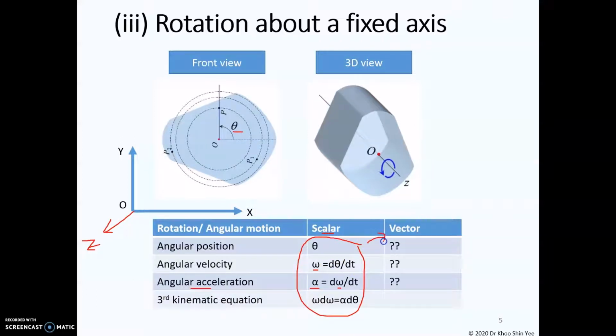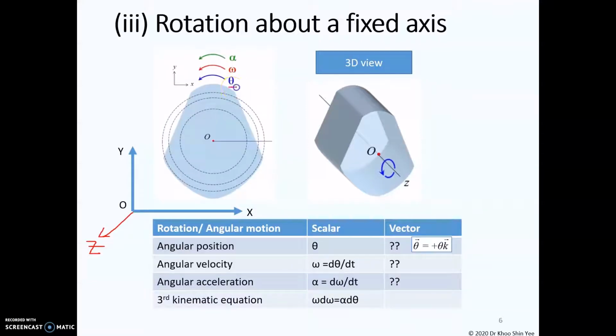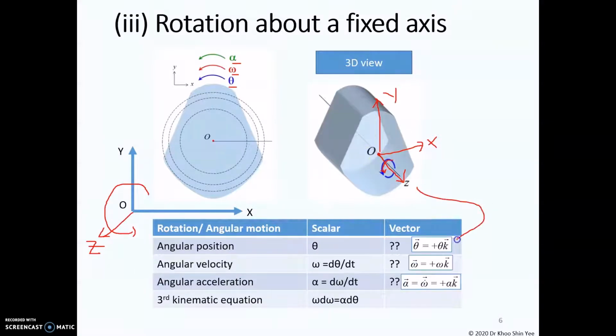Let's convert this to the vector format. If theta, angular velocity and angular acceleration are rotating in the same direction, which is counterclockwise in the xy plane, where you have your x and y here, then the rigid body is rotating counterclockwise about the z-axis. Therefore, by using the right hand rule, you obtain the angular motion to be in the positive k direction. Angular velocity will always be in the same direction as the angular motion for theta.